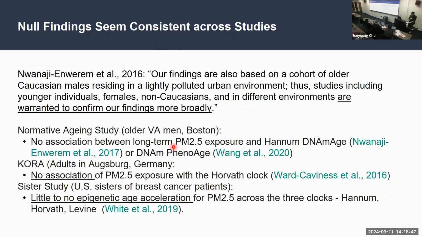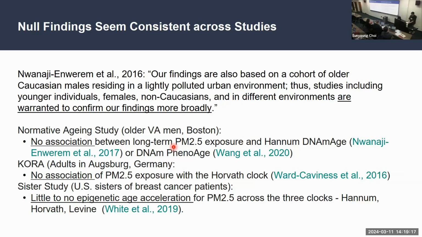We mentioned this 2016 study in the beginning, where PM2.5 exposure was found to be associated with accelerated Horvath age. But authors declare in their paper that our findings are based on a cohort of older Caucasian males residing in a lightly polluted urban environment. Thus, studies including younger individuals, females, non-Caucasians, and in different environments are warranted to confirm our findings more broadly.